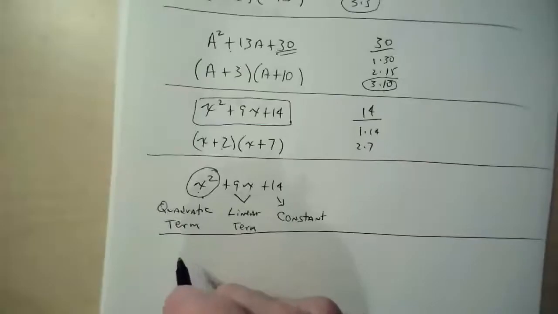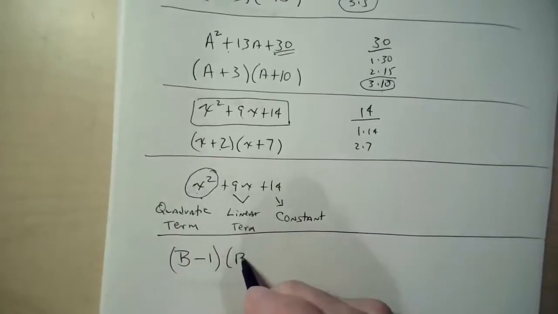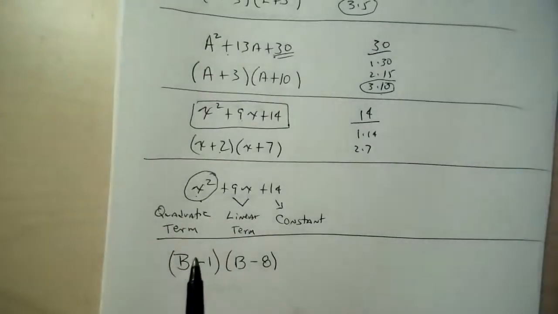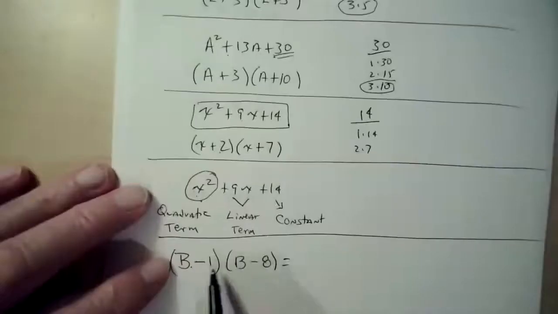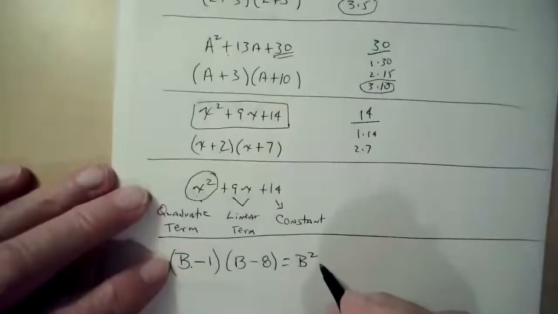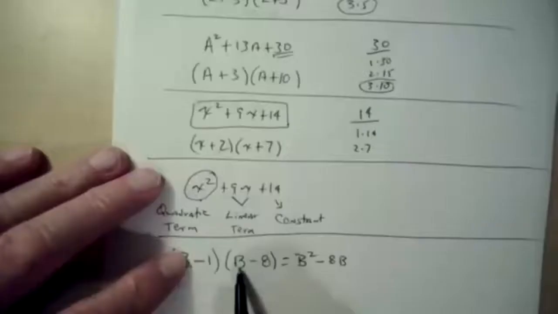Now look, I'm going to do this one frontwards and backwards. So if we have b minus 1 times b minus 8. Whose turn is it? Mr. Zaroli, did you just go? Yeah. Okay, Mr. Luna, what do we do here? You gotta multiply them. Good. B times B is? B squared. Good. B times negative 8? Negative 8B.